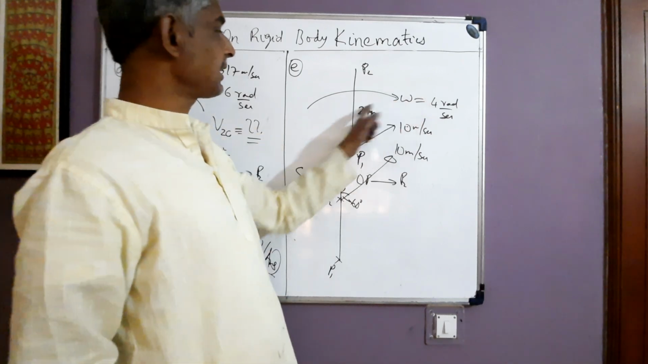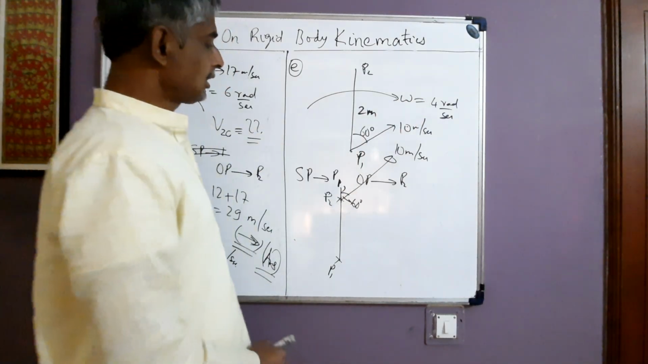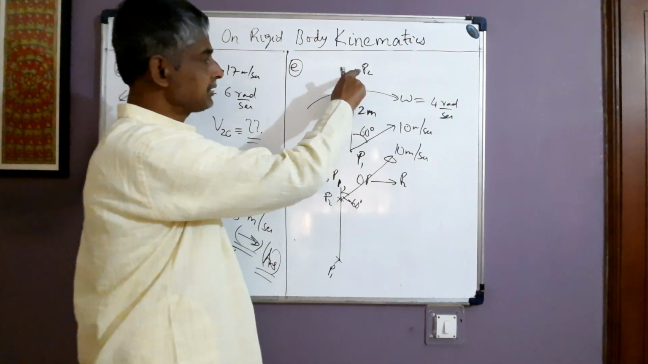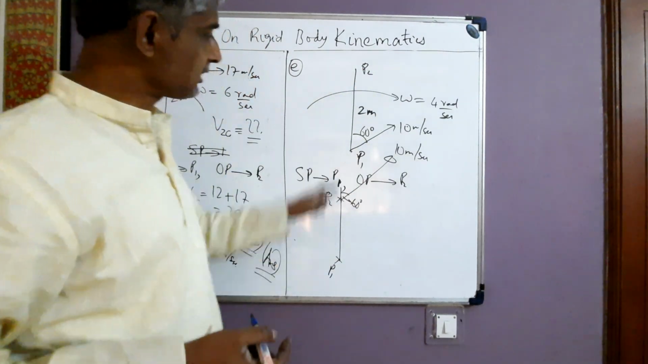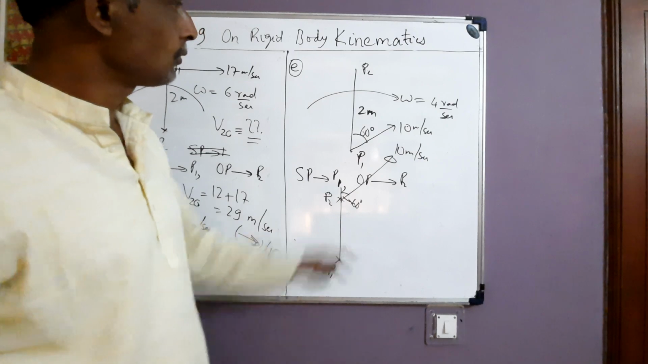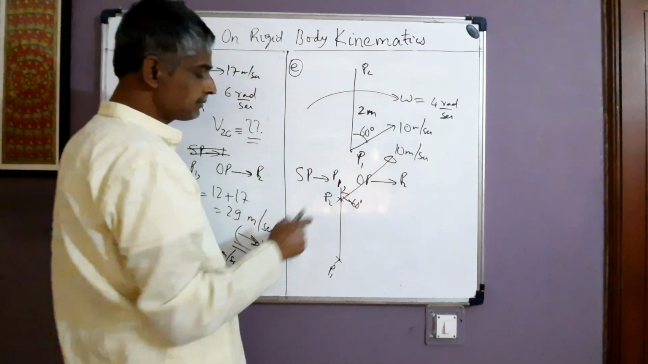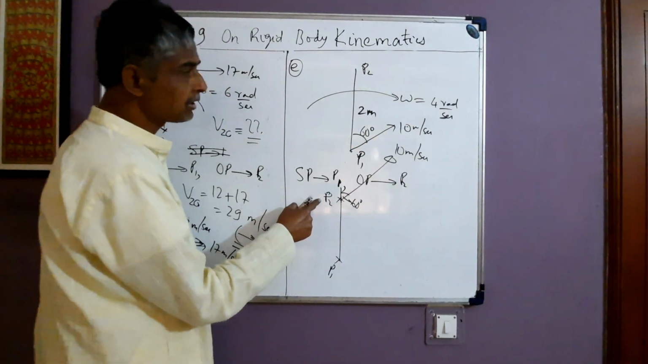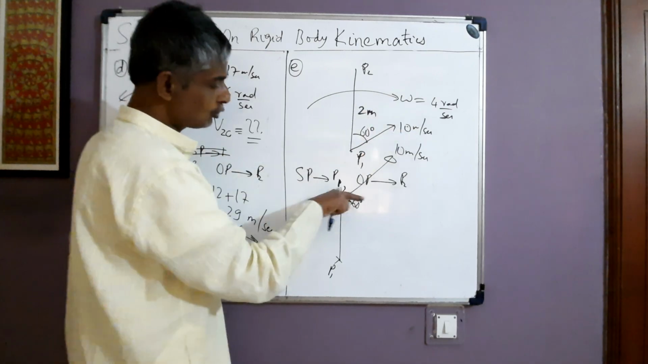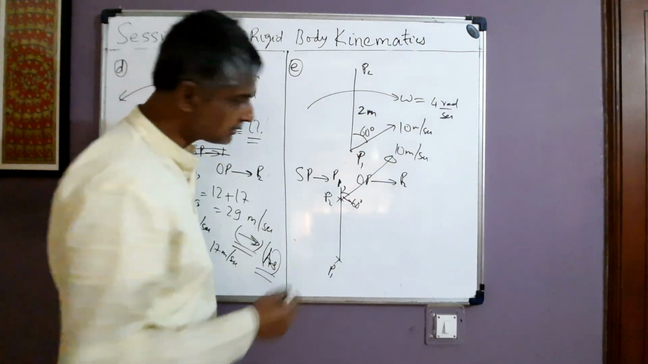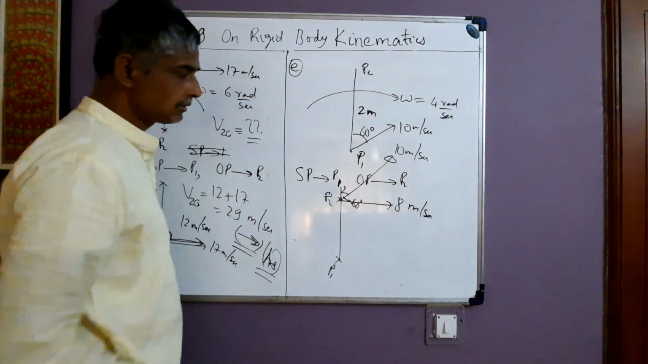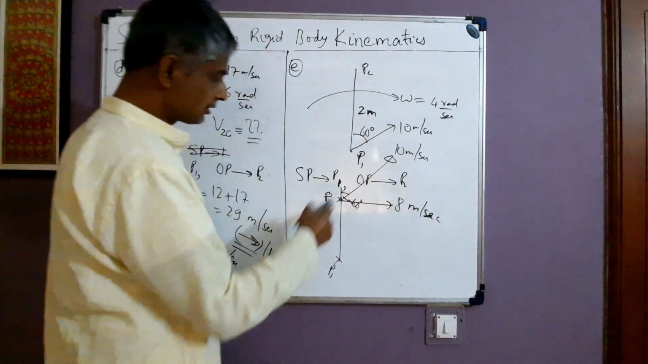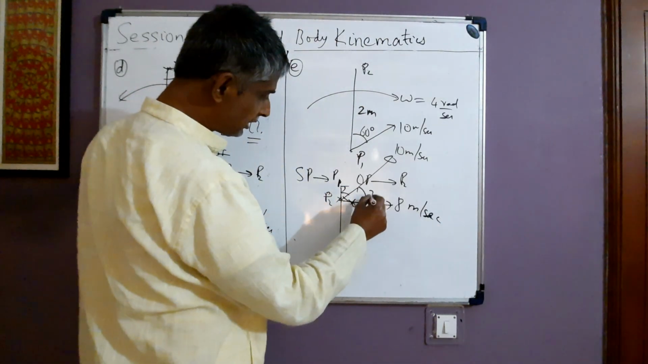Omega is clockwise, so omega R is 8 meter per second. We write the sentence: P2 moves in a clockwise circle with center at P1 and radius 2 meter. Now P1 is the center and P2 is moving in a clockwise circle, so omega R should be in the rightward direction, 8 meter per second. Is it alright? Now this is 60 degree, this is 90 degree, so this becomes 30 degree.